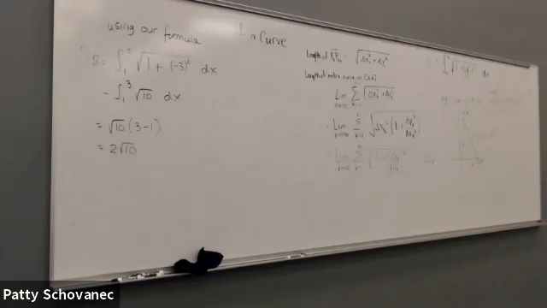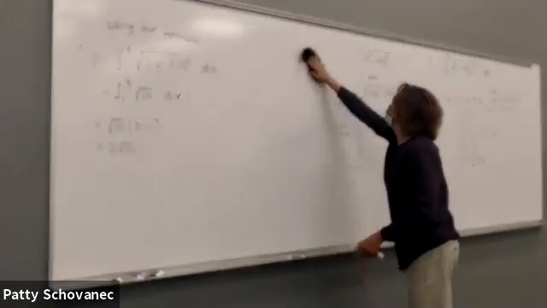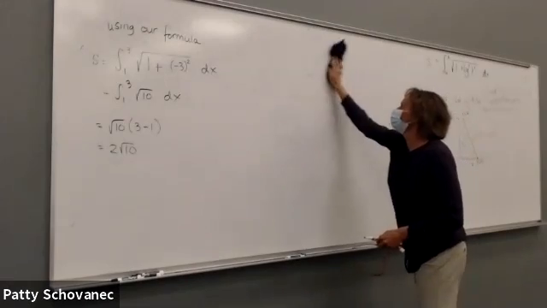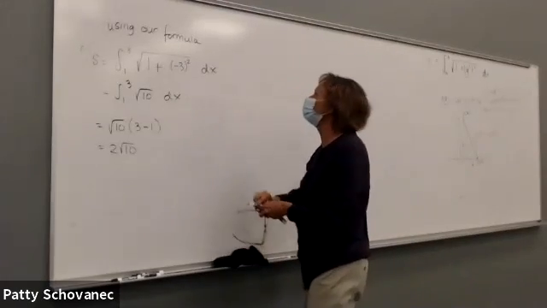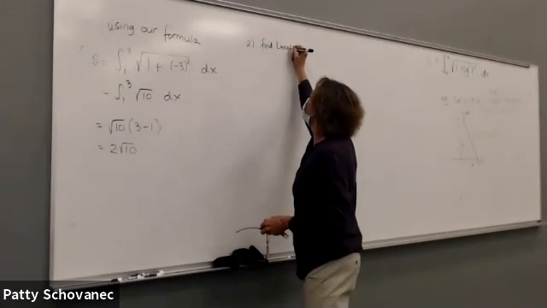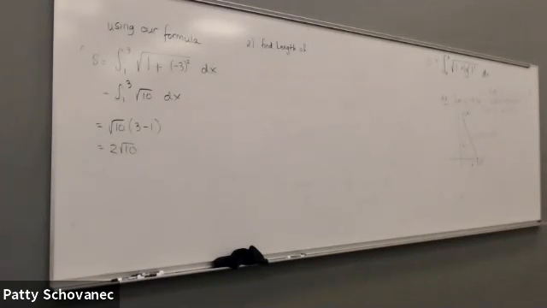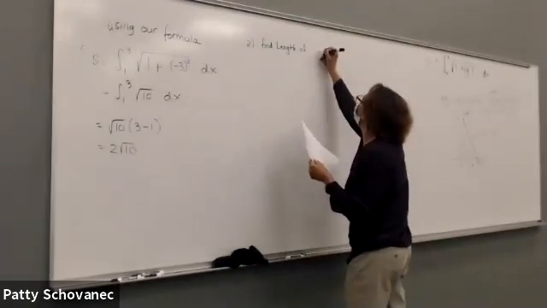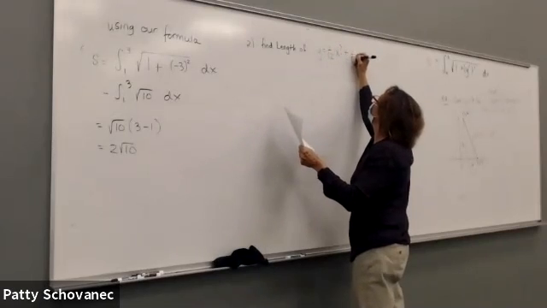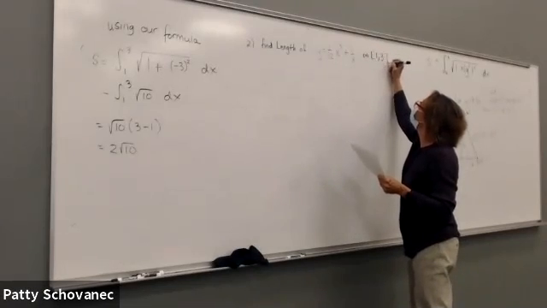Okay. Let's do one where we can't use the Pythagorean theorem. Let's just take something else. Find the length of, let's go with y is equal to 1/12 x cubed plus 1 over x on the interval from x is 1 to x is 3.